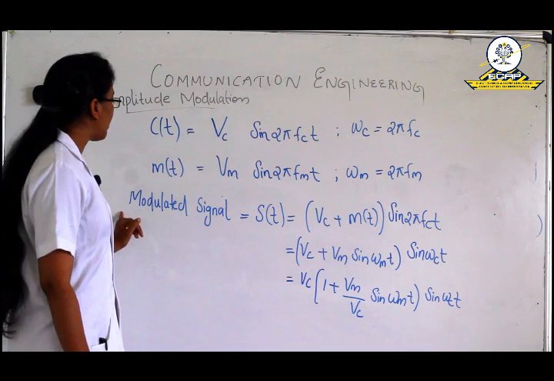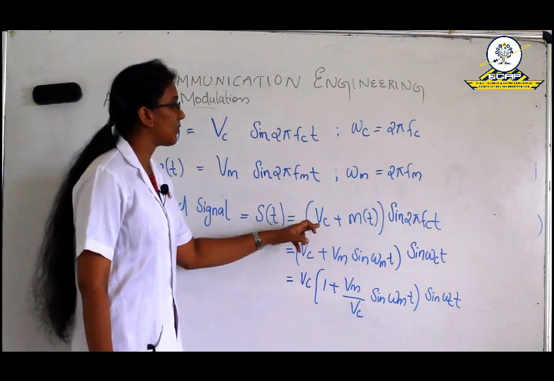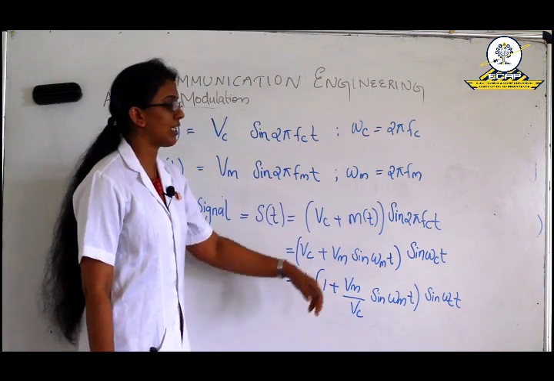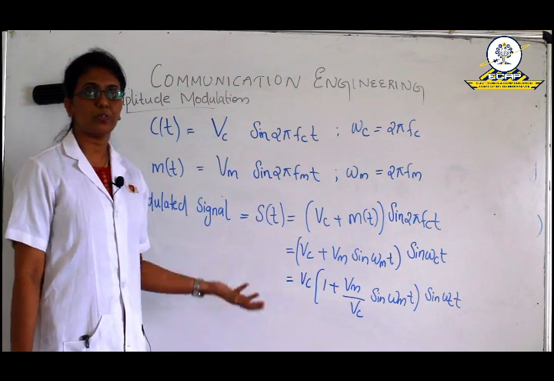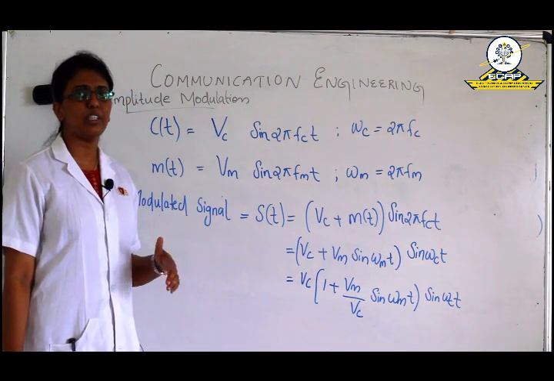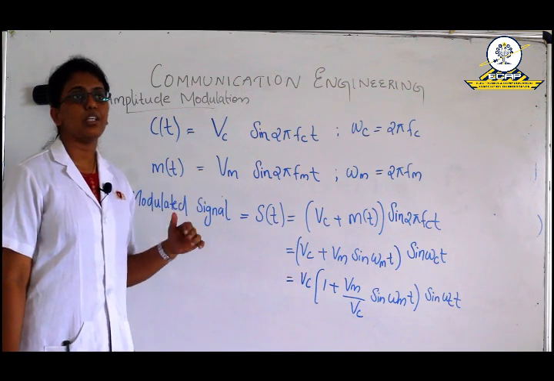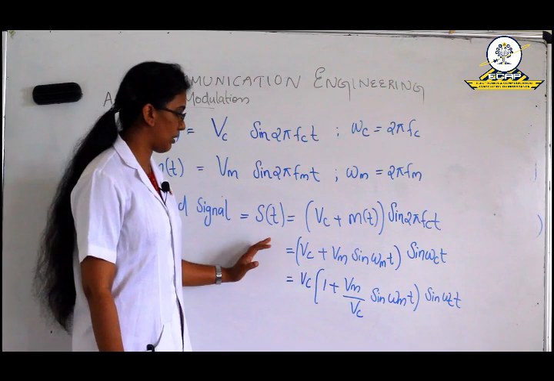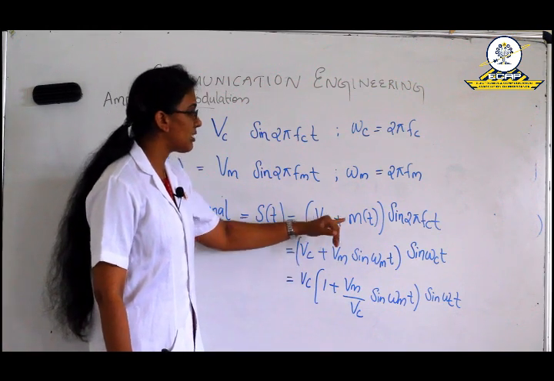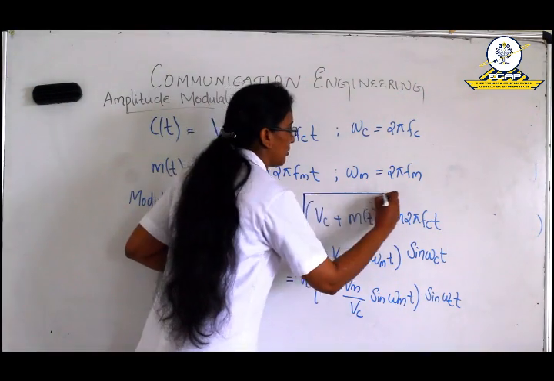So the amplitude modulated signal can be represented as S of t is equal to Vc plus m of t into sin omega ct. In the GATE examination, there is no need to study the full derivations of amplitude modulation. We just study only the final equation of amplitude modulation and power calculation, etc. The amplitude modulated signal can be represented as Vc plus m of t into sin omega ct. This is a very important equation.